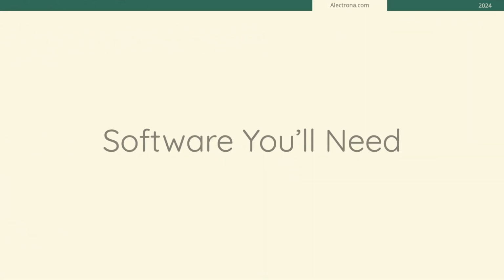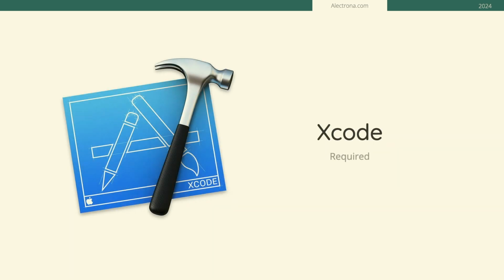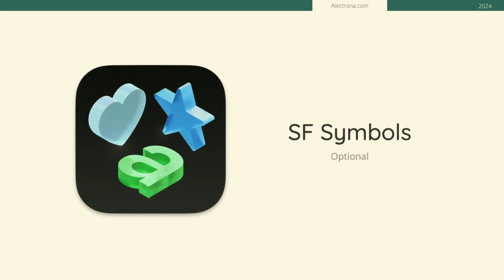So, software you need. Obviously, if you want to go through this, you're going to need Xcode. If you want to install Xcode, don't even bother now, because it's going to take you about an hour. Optionally, the SF Symbols app. It's Apple's app to get information about the symbols that you have available in SwiftUI. You can get that, again, it's optional, but something I'll go through as well.